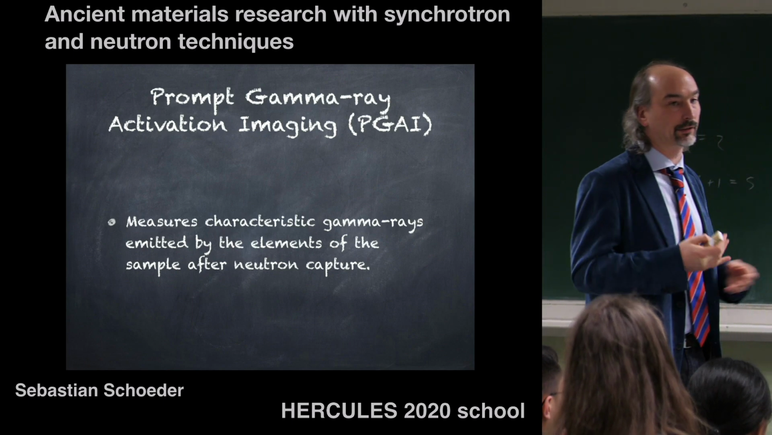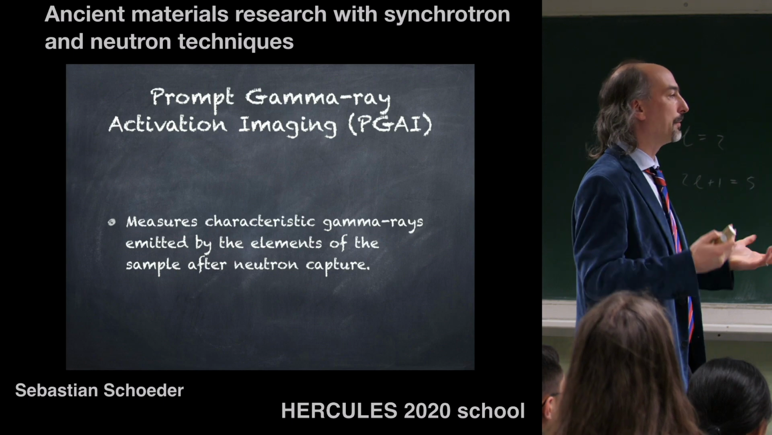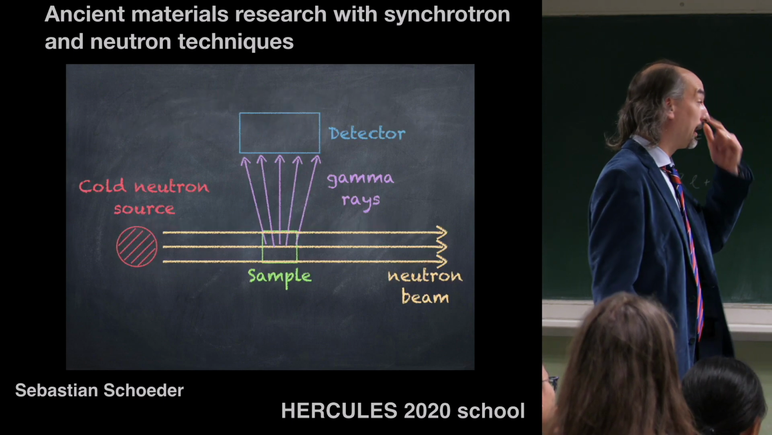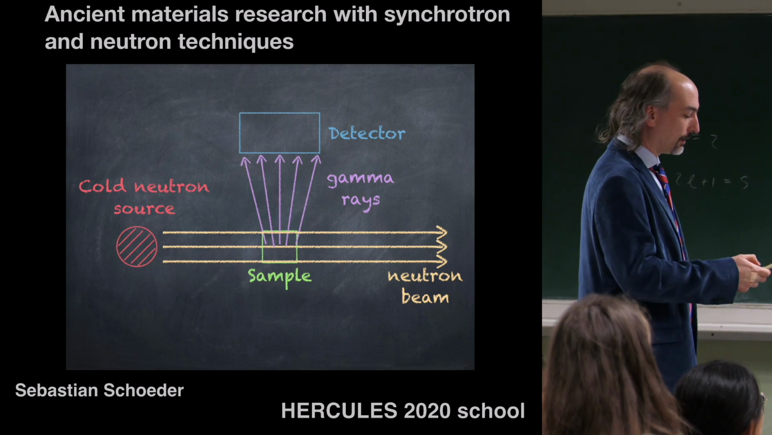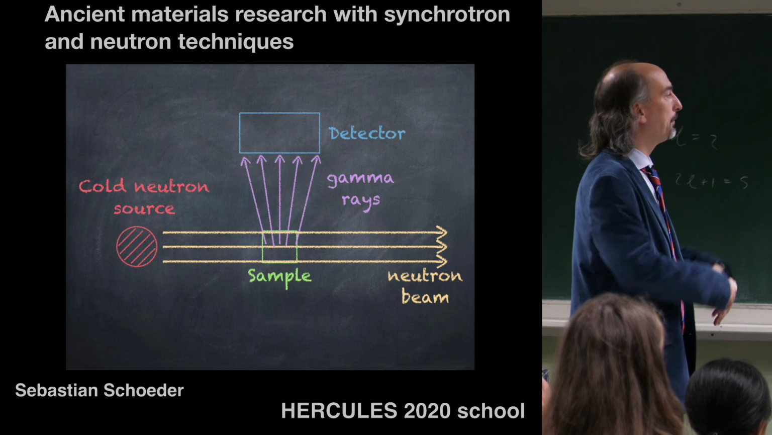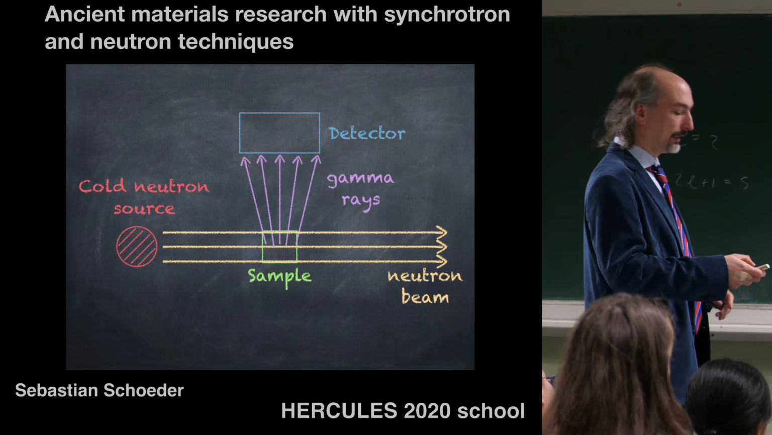And these gamma rays are characteristic for the isotopes. This way, by measuring the gamma rays, you can understand what kind of elements you have in your sample. So the setup is like you can see here. You have a cold neutron source. You illuminate your sample, and you look at the gamma rays with a gamma detector.